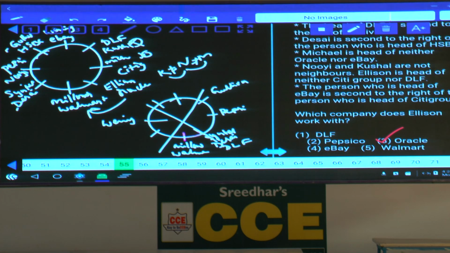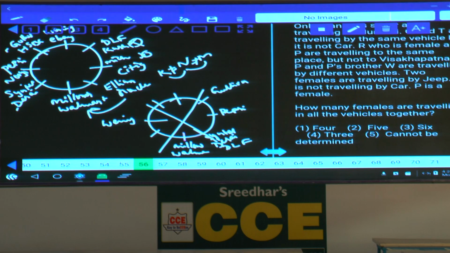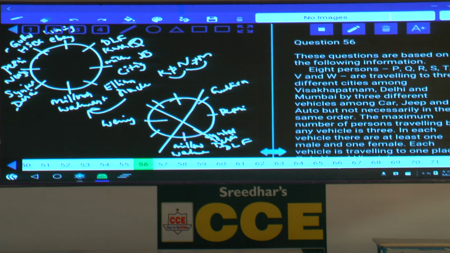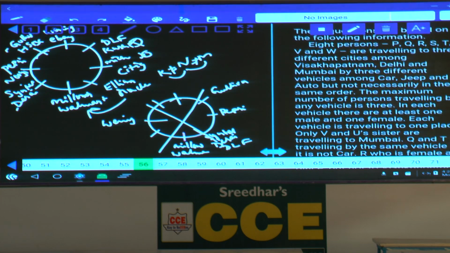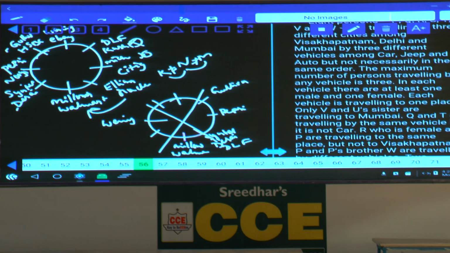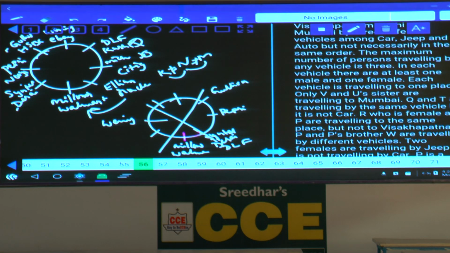Then 56 onwards. Now, question numbers 56 onwards. 8 persons P, Q, R, S, T, U, V and W are travelling to 3 different cities, among Visakhapatnam, Delhi and Mumbai, and by vehicles among car, jeep and auto. Now, tell me, which category does it come under?